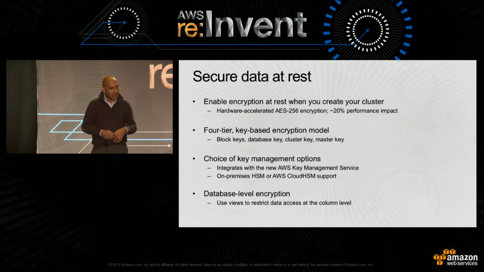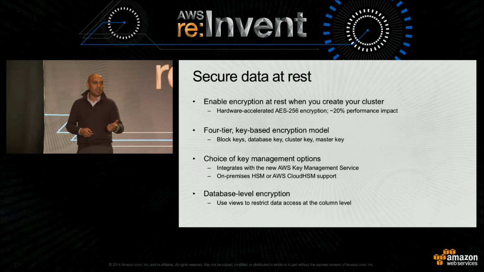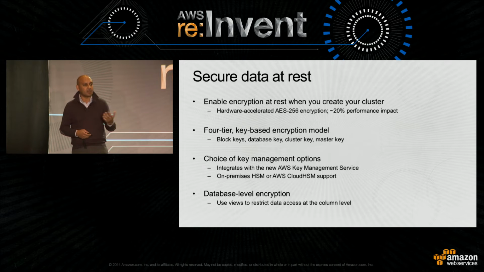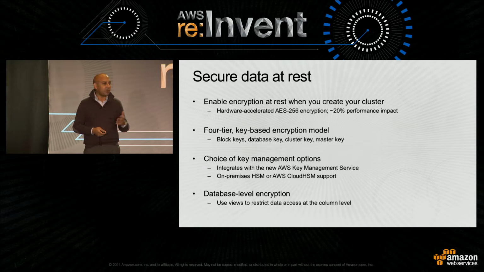And then encryption in Redshift is at the database level, so it's all on. For customers that want to restrict access to certain columns, the strategy is to take views, put only a subset of columns in the views, and then assign permissions to the views, but not to the underlying tables. That way you get column-level restriction within the cluster.